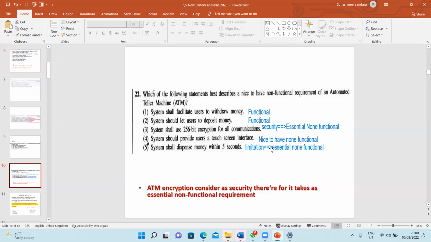If it is not there, we can use the buttons of the system and withdraw the money. The system shall dispense money within 5 seconds. Five seconds means time, that is a limitation. It should be an essential non-functional requirement. They are asking for the non-functional requirement. ATM encryption is considered security, therefore it is taken as an essential non-functional requirement. Here, the nice to have non-functional is the touchscreen. So the answer should be the fourth one.